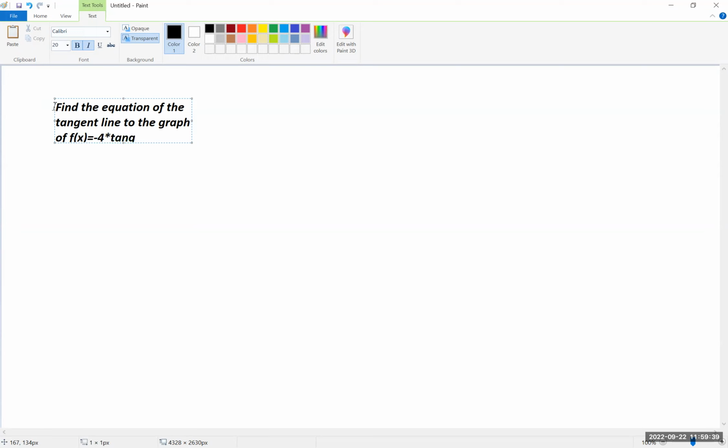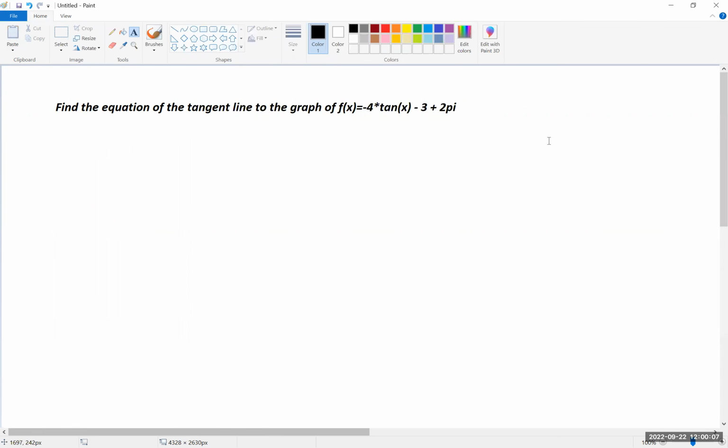minus 4 times tangent of x minus 3 plus 2 pi, which I'm not going to use a symbol for on this line here. We're just going to use pi. All right, so I think that's the right problem for which we want to find the tangent line. And I'm just making sure that I copied that correctly.